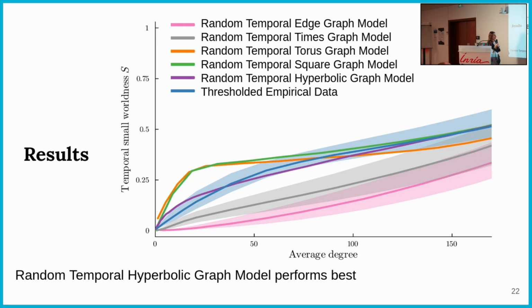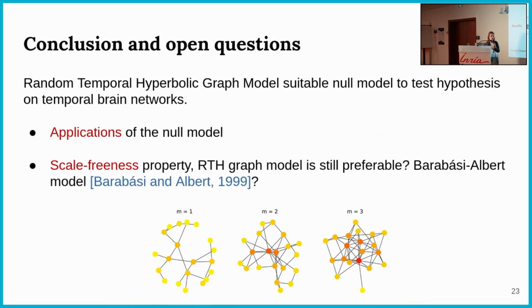And you can see that the thresholded empirical data are the blue one, and so the hyperbolic model is the one that is most close to the data for different average degrees. So in this work, we propose as a suitable null model the random temporal hyperbolic graph model. And as future work, we would like to apply this null model to test some hypotheses on the brain, for example, the one I was showing you at the beginning.